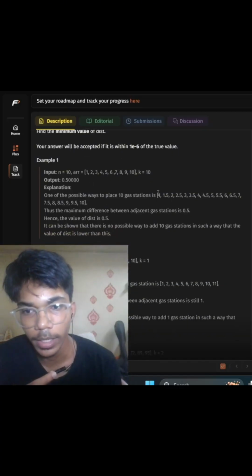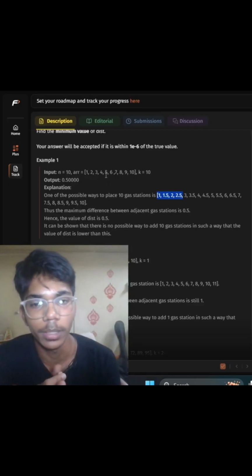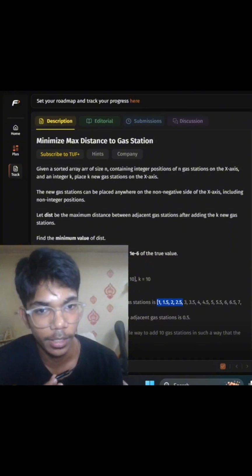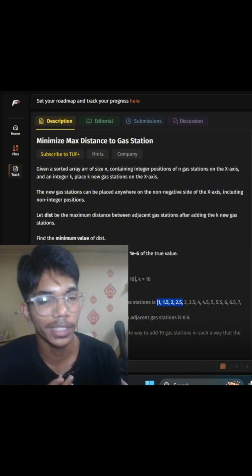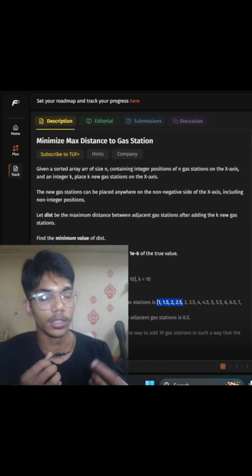And in this case, the answer will be like, first we are going to place at 1 and then 1.5, 2, 2.5. So in that manner, we are placing 10 actual values in between them, and the minimum distance between them is 0.5. So that's how the question is. It is kind of complicated to understand at first. Even I wasn't able to understand it properly. I did many test cases on it and then was able to understand.